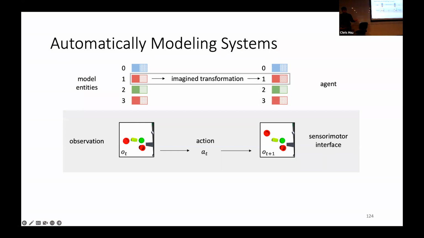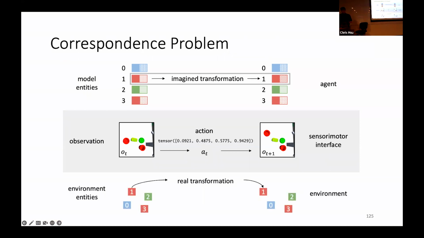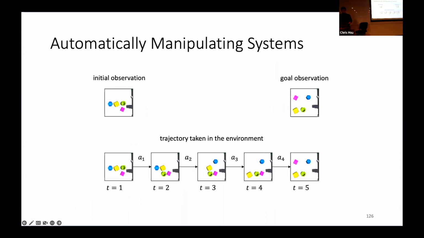In the previous two sections, I described how you can use slot-based methods and equivariant dynamics models to automatically model systems. This addresses what I call the correspondence problem of inferring representations of entities in such a way that there's a correspondence between transforming the agent's internal representations and taking an action to affect the object in the real world. So now I'm going to transition to talk about the control and planning problem of manipulating systems.